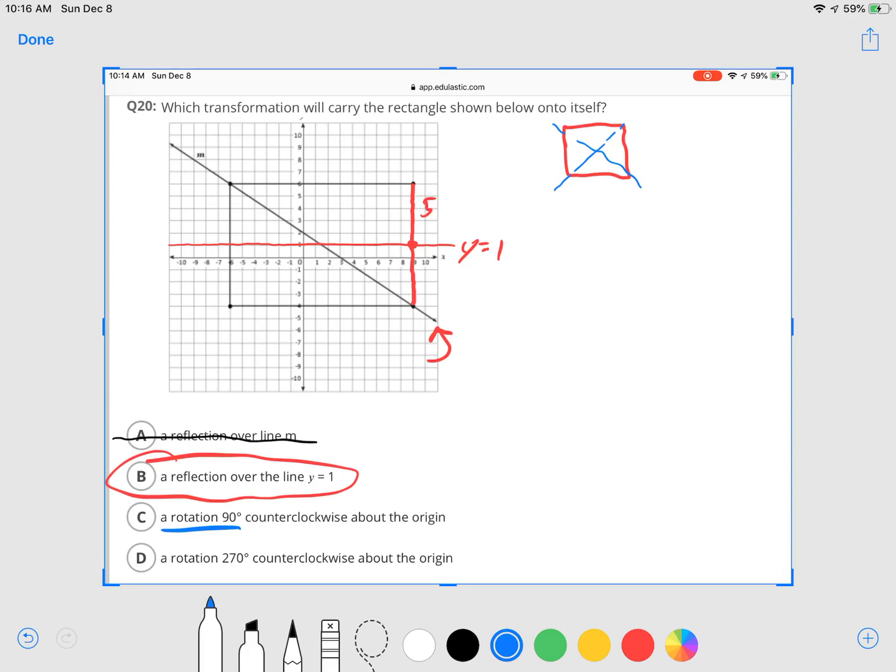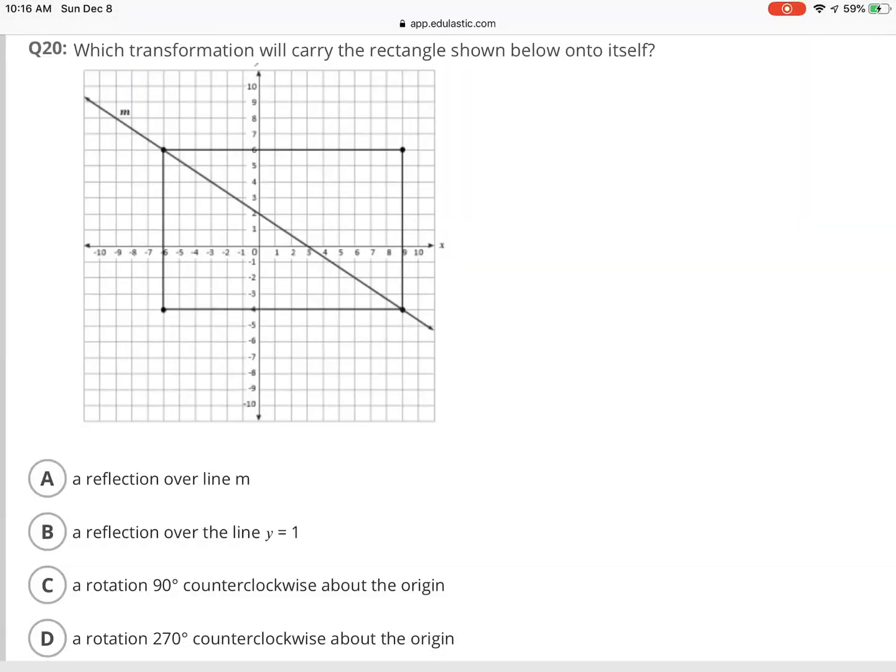Option C, a rotation of 90 won't work. It'll be oriented so that the longer side is facing up and down, like this. So that won't land back on top of itself. And 270 would actually kind of be similar. It'll be rotated and it'll be oriented in the same way with the length, the long side up and down. Okay.